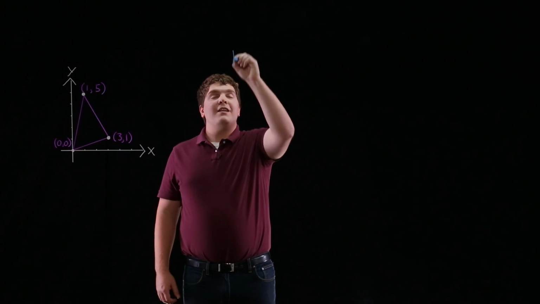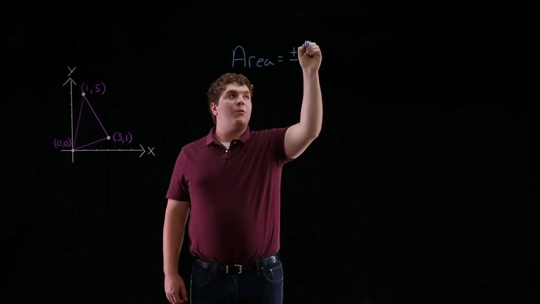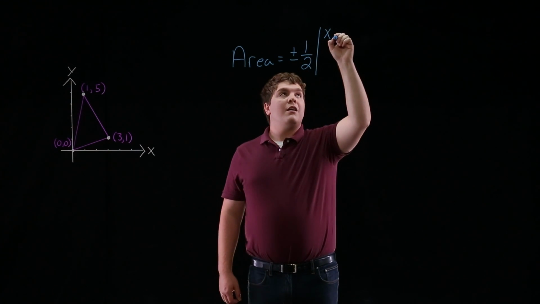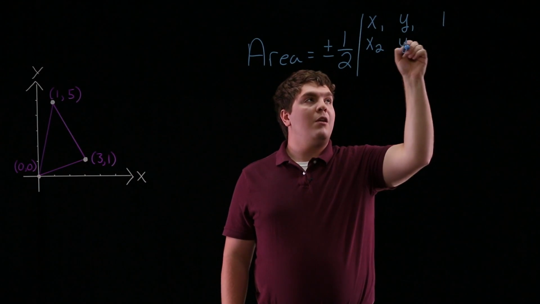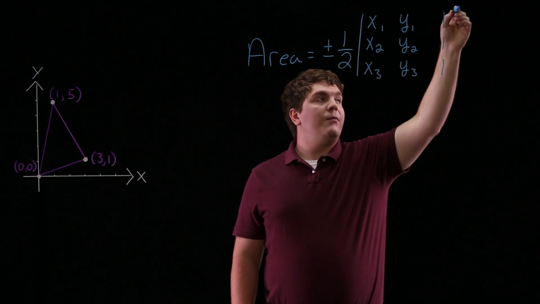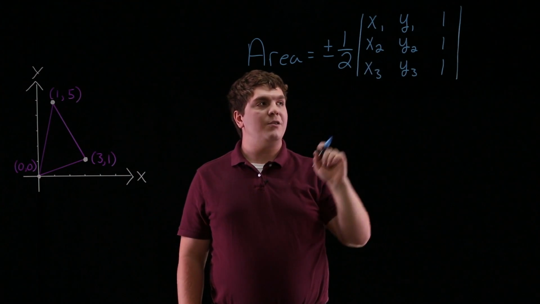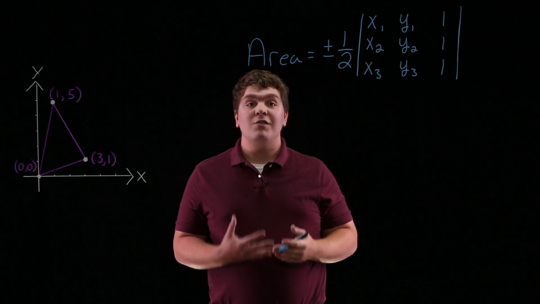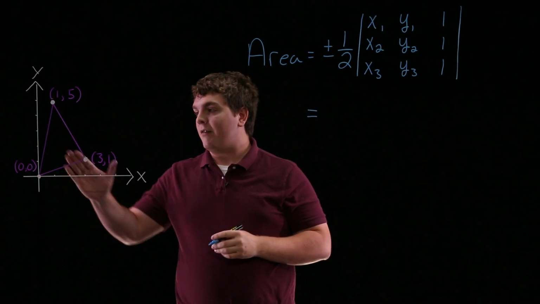So let's begin by noting that the area of a triangle is given by plus or minus 1/2 times the determinant of the matrix x1, y1, 1, x2, y2, 1, x3, y3, 1, where the points x1, y1, x2, y2, and x3, y3 are the vertices of the triangle, and this plus or minus is chosen so that the area is positive. So let's go ahead and find the area of our triangle.